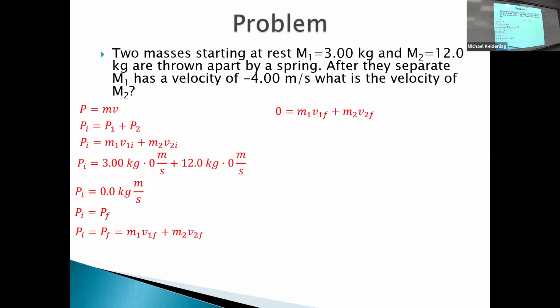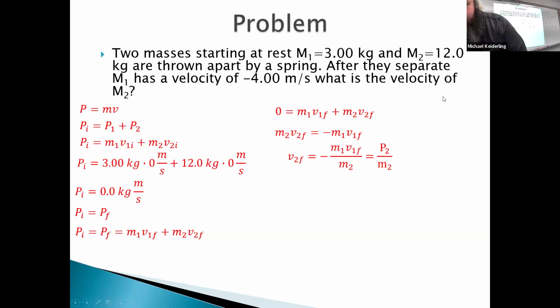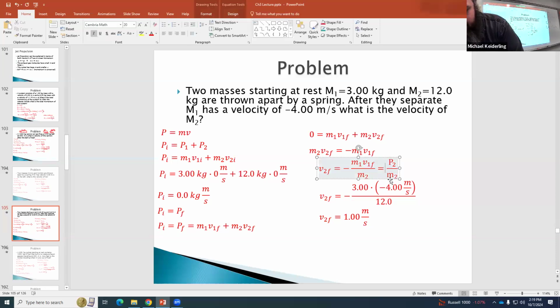So 0 equals mass 1 times velocity 1 plus mass 2 times velocity 2. So mass 2 times velocity 2 equals minus mass 1 times velocity 1. So velocity 2 is going to be minus mass 1 times velocity 1 over mass 2, which is the momentum of 2 divided by mass. That is missing a minus sign. So I'm going to quickly fix that. That should have a minus sign there.